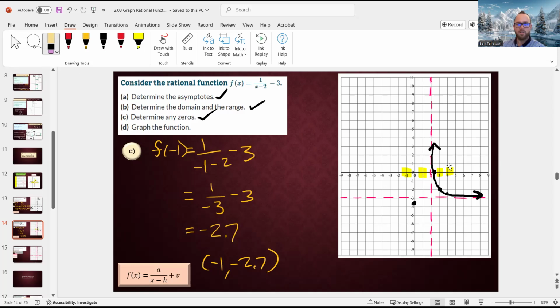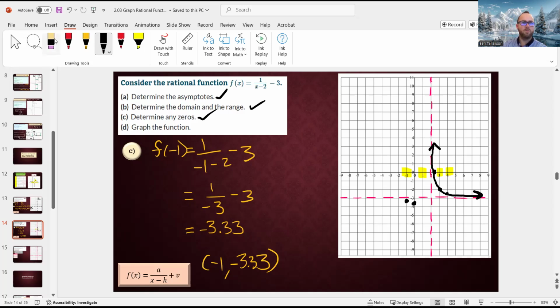Let's double check. I picked negative 1. That should be 1 over negative 3. So here we go. Negative 0.33 minus 3, negative 3.33. Yeah, there was some sort of a computer miscalculation. 0.33, and that should be on our graph. Negative 1, there we go.